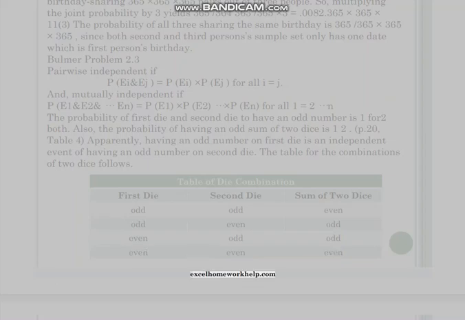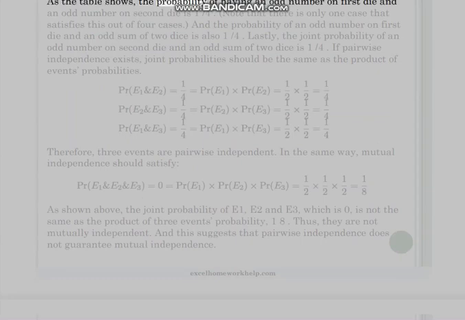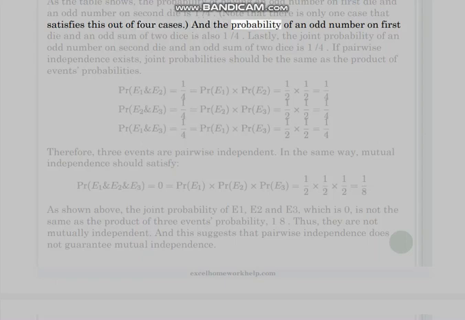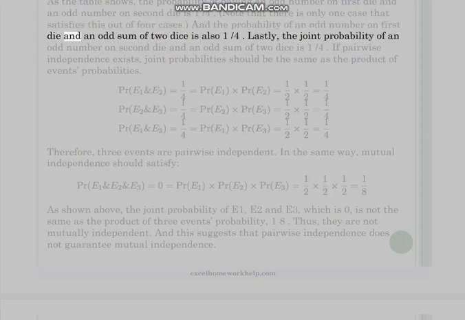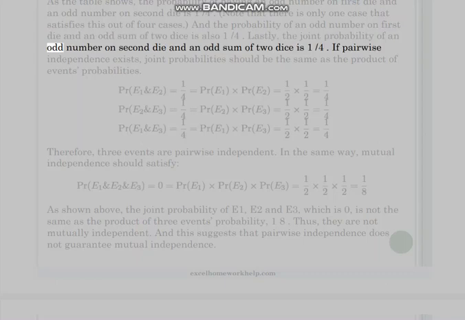As the table shows, the probability of having an odd number on the first die and an odd number on the second die is 1/4. Note that there is only one case that satisfies this out of 4 cases. And the probability of an odd number on the first die and an odd sum of 2 dice is also 1/4. Lastly, the joint probability of an odd number on the second die and an odd sum of 2 dice is 1/4.